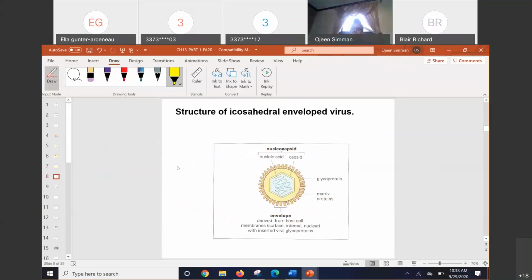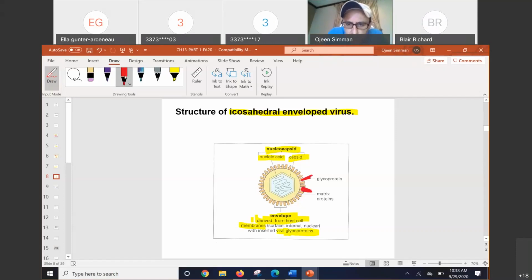This is a structural picture of an icosahedral enveloped virus. You can see the nucleocapsid, which is made up of the nucleic acid plus the capsid. You can see the envelope as well. And notice that it says the envelope is derived from host cell membrane. The envelope contains glycoproteins. You can see them. Sometimes they're called spikes.